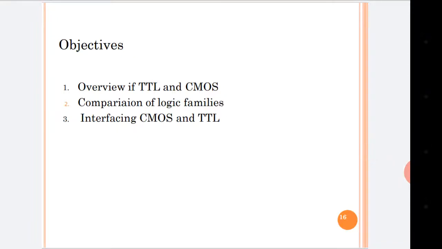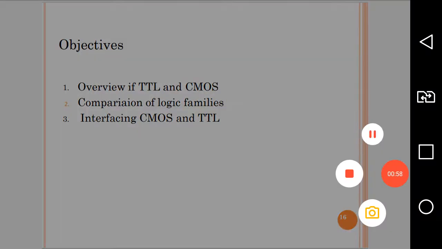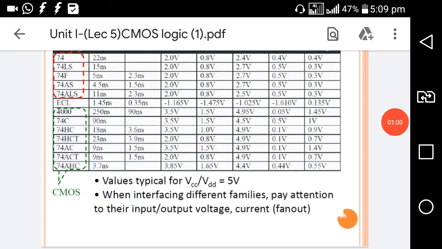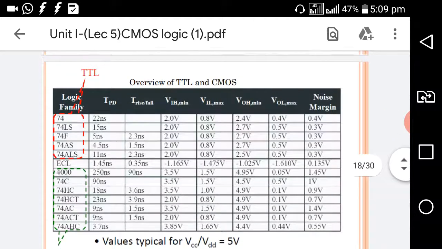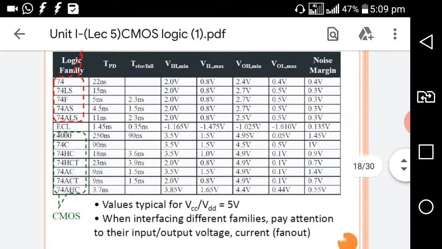First objective is to talk about overview of TTL and CMOS, comparison of different logic families, their characteristics, interfacing of CMOS and TTL. Let us talk about the overview of different logic families and their characteristics.